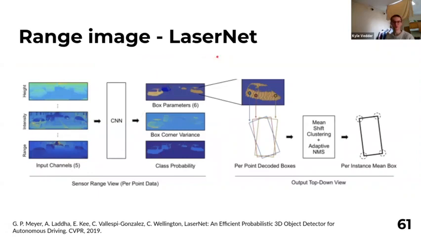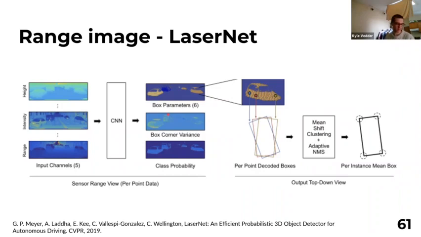So LaserNet essentially takes a height map, an intensity map, and the range map. They also take in azimuth, the actual angle that the readings were taken at, along with whether or not there was actually a reading returned. They feed this into a CNN, which we're going to talk about in a moment. And essentially, they then regress per pixel not only a box per pixel for the full class, along with an estimated classification of what that box is. They also estimate corner variance.